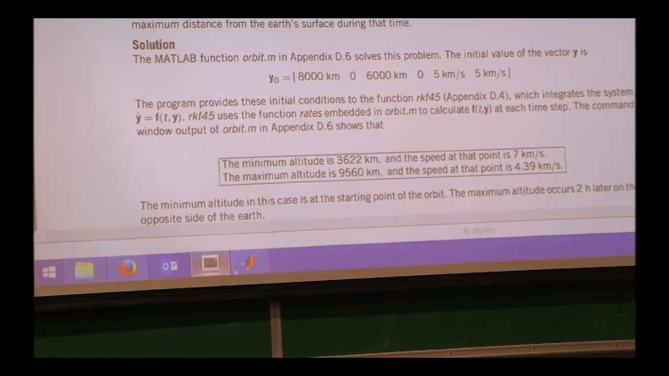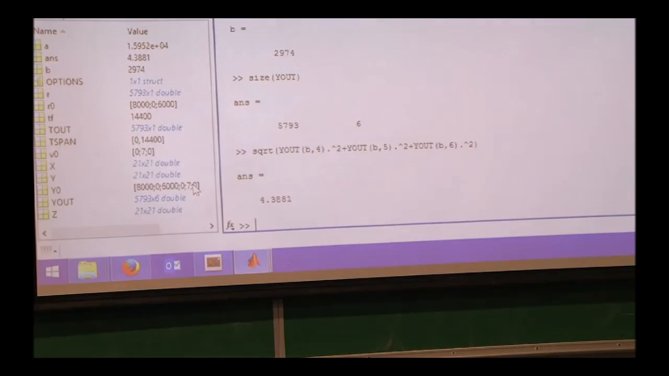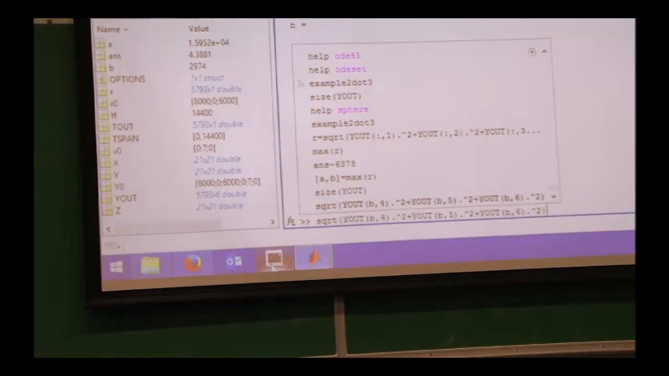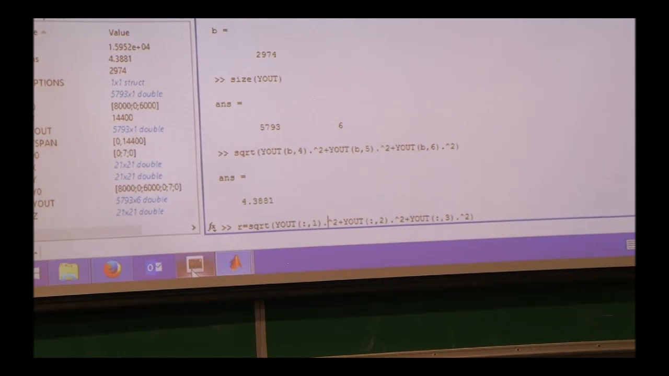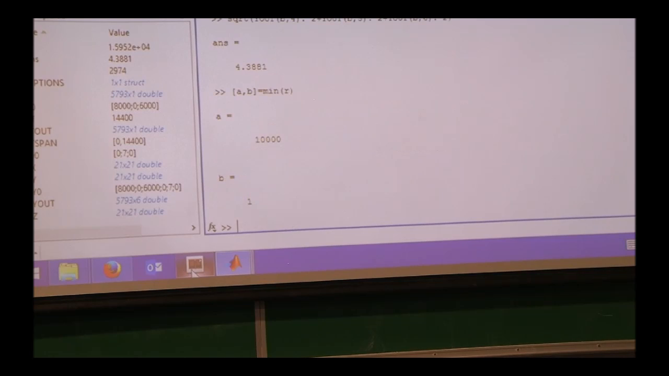Okay. Well then, to complete, what do they want? The minimum. They want the minimum, right? So let's do the minimum too. Oh, I don't have to redo this. I have it already, right? So I'm going to do AB is now the mean of R. 10,000. Okay. So if I do A minus 6378, of course I wrote something else.